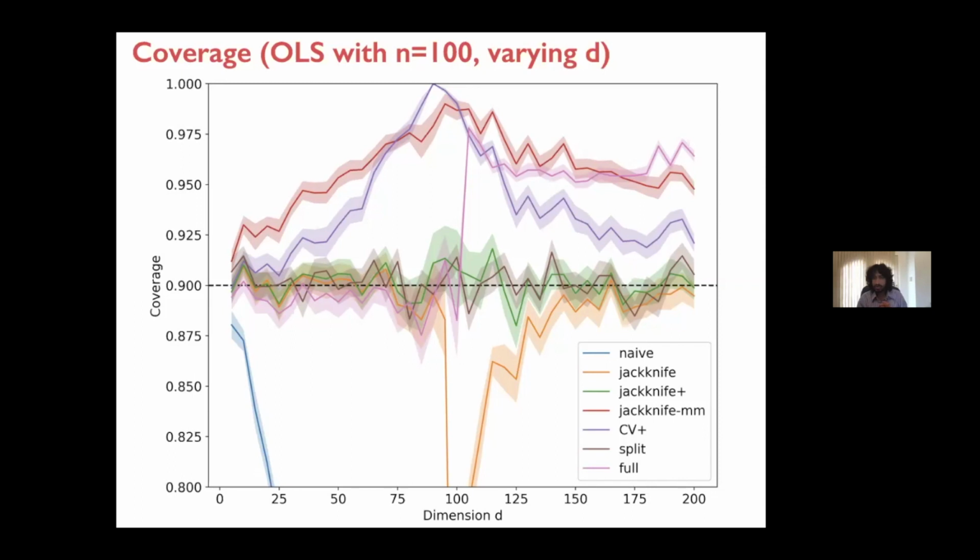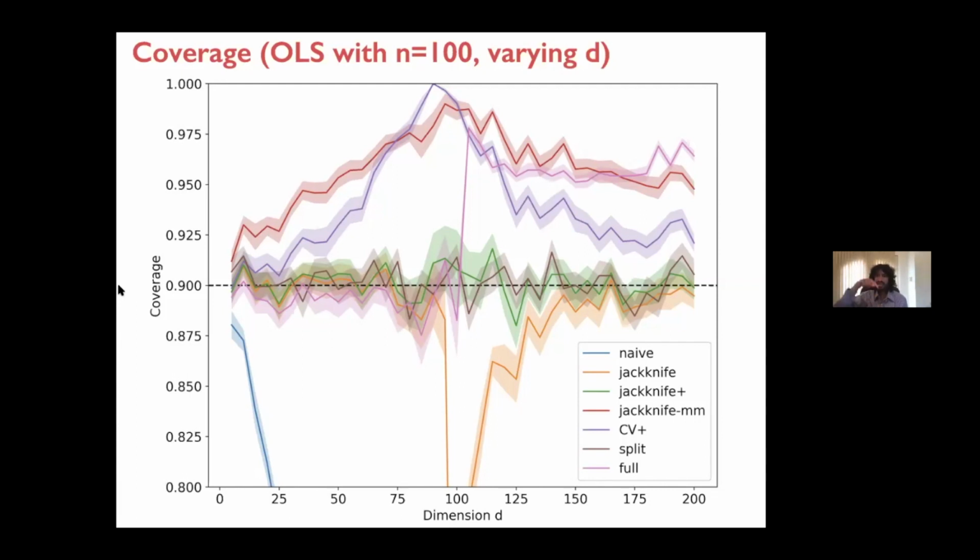The second thing to notice is Jackknife, the orange plot. Alpha is 0.1, so Jackknife gives you 90% coverage, but around D equal to 100, when n is nearing D, OLS is a very unstable predictor. That's when the covariance matrix becomes extremely ill-conditioned. It's not really invertible at n equal to D, so it's an unstable algorithm. And you can see Jackknife's coverage drops drastically.